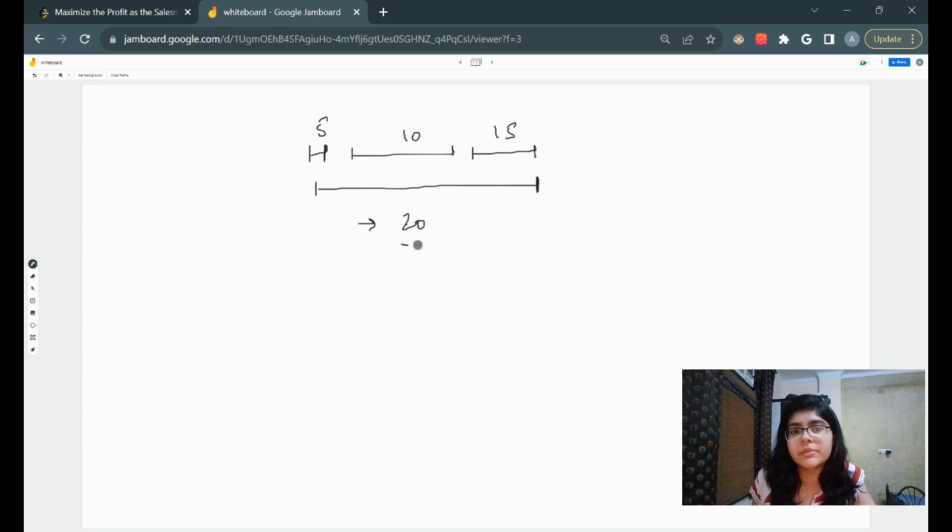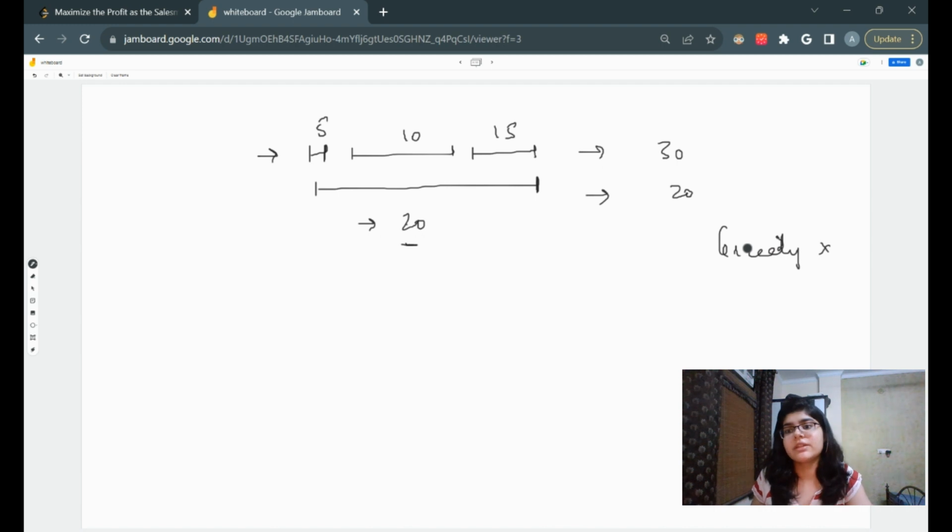But if you notice, because of this 20, I will not be able to select any of these three intervals. And if I had selected these three intervals, my total profit in this case would have been 30, as opposed to the profit that I get by greedily selecting, which would be 20. So clearly, my greedy algorithm fails.